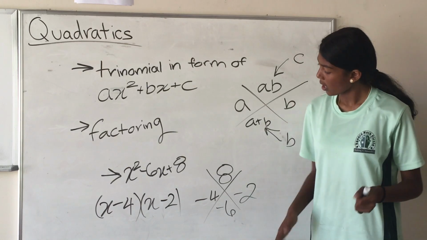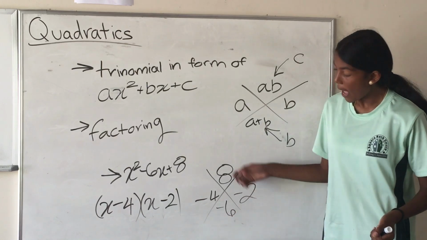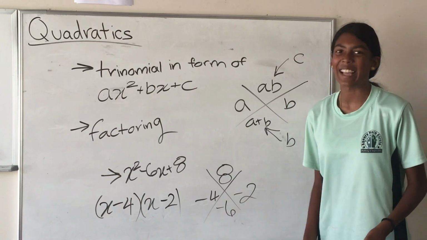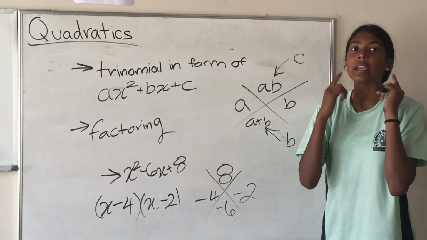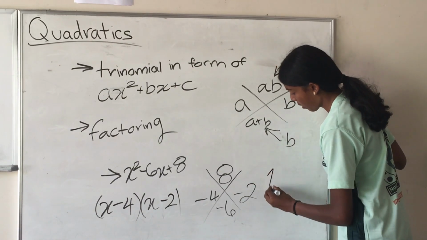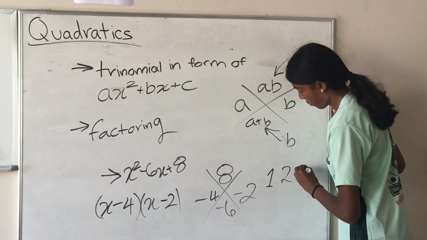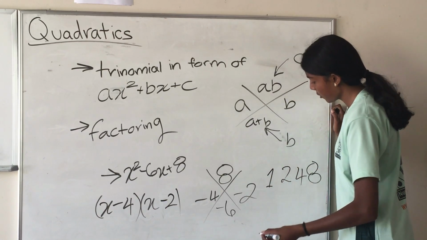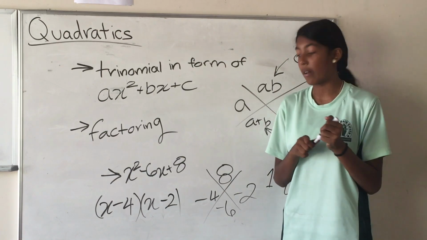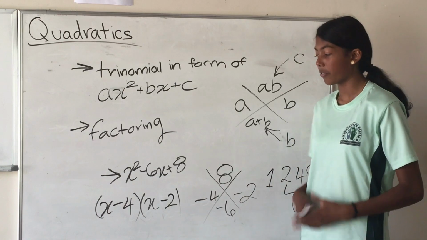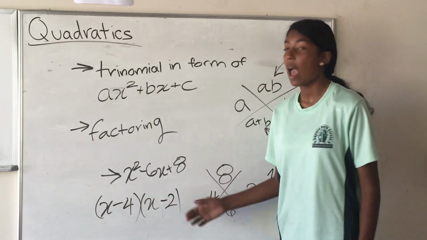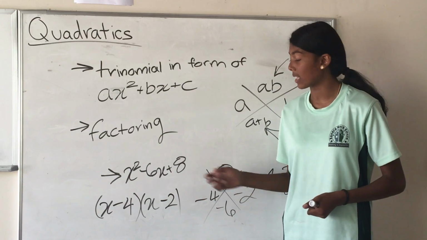So we do 8 and negative 6. 8 is positive, so it's either going to be negative negative or positive positive. And we look at negative 6. Then we know it's going to be a negative and a negative. So we're going to start off by listing our factors of 8. 1, 2, 4, and 8. And would you look at that? 2 and 4, their sum is 6. So we have negative 4 and negative 2. So we just put them in to get (x minus 4) times (x minus 2). And when you multiply it out, you get this.